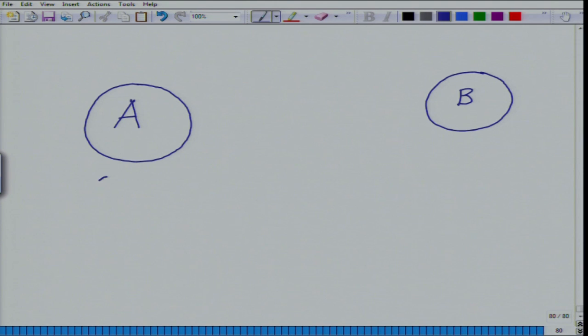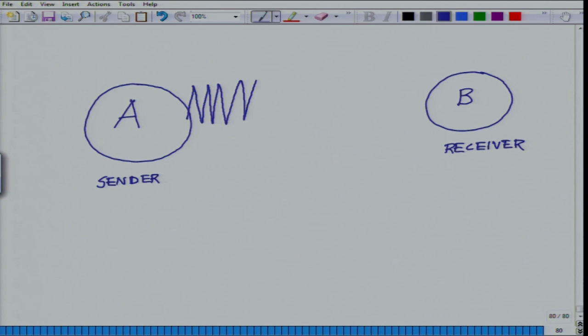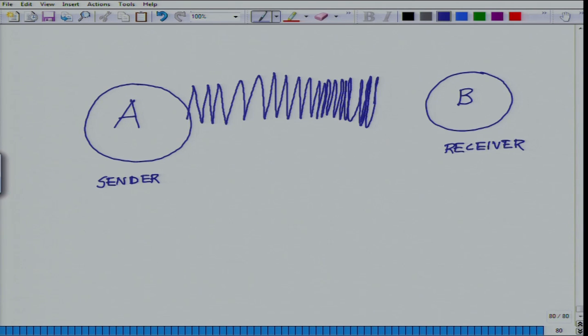So, A is the sender and B is the receiver. A is sending a train of very strong, very high frequency signals, which are reaching B like this. And A and B are both active at some point.